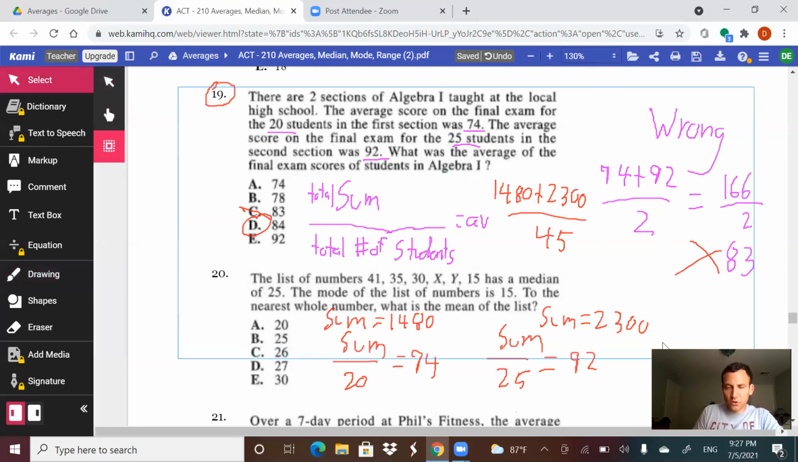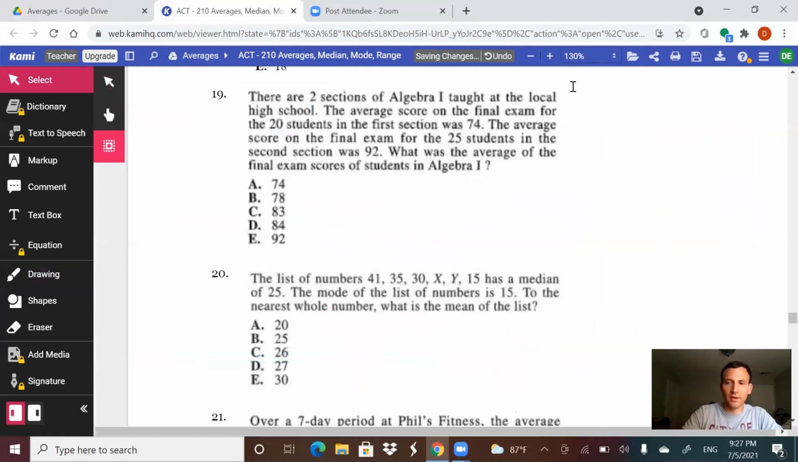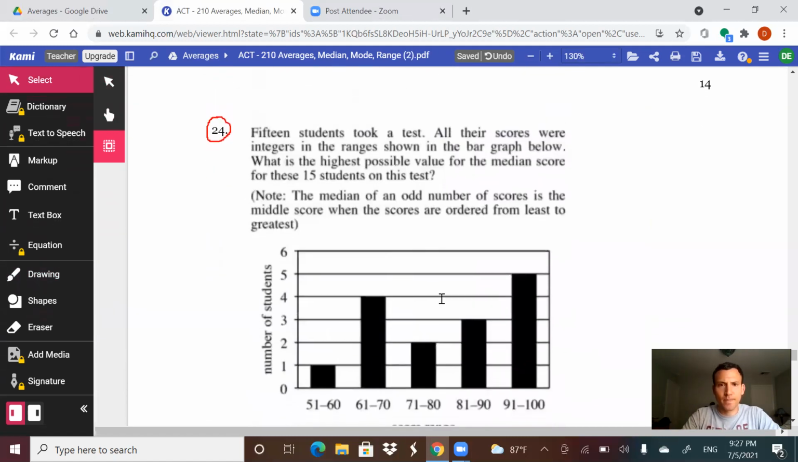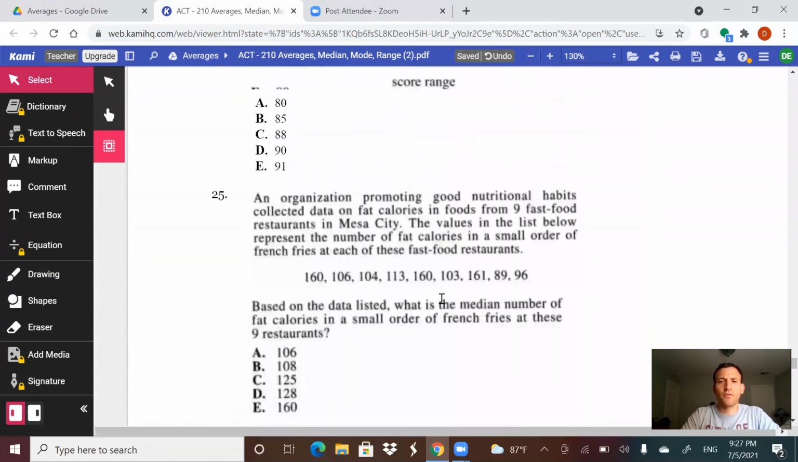All right, 2 to 3 more problems. Let's take a look. I'm going to skip 24.